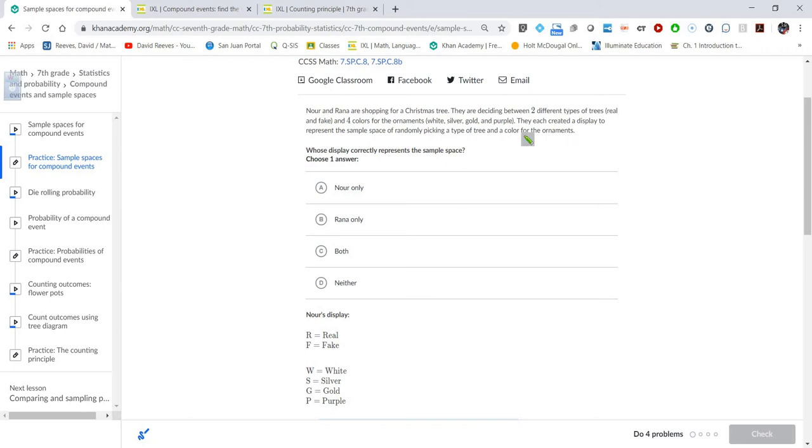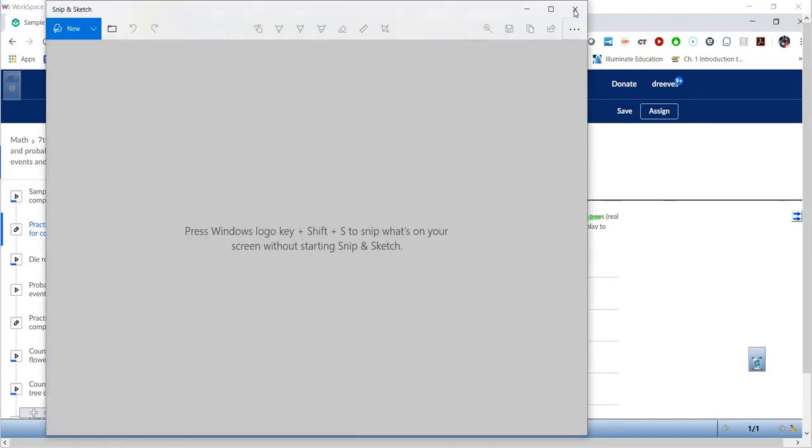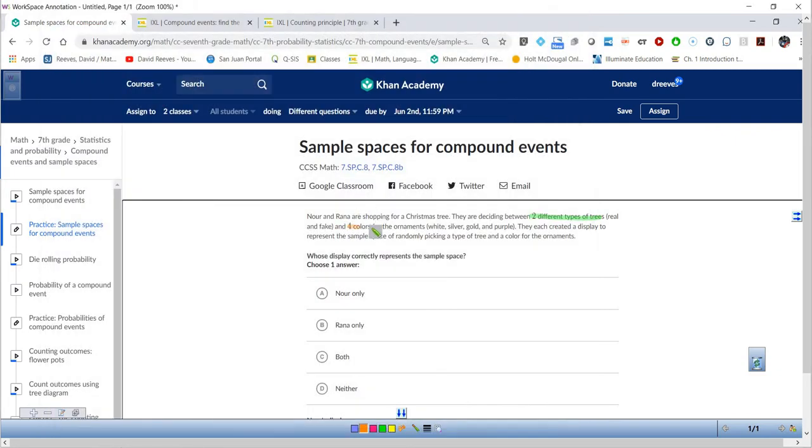So, first of all, let's take a look here and make sure we have an understanding of what's going on. We have two different types of trees. That's the first thing we need to understand. There are two types of trees, real and fake. And the next thing we need to make sure we understand is that there are four colors for the ornaments that we can choose from. Four colors for the ornaments. So the first event we're looking at has two possibilities, and the second one has four.